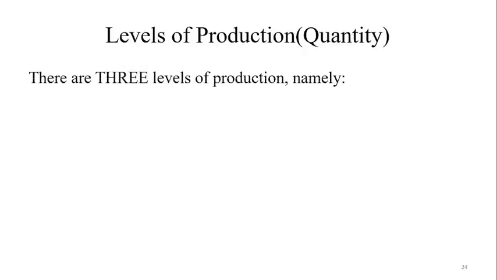And then we move on to levels of production. And I put there in brackets, quantity, because sometimes students can get the levels and the types of production mixed up. When we talk about levels of production, we're talking about the quantity, how much. That is what we mean when we say levels of production. We have three levels of production, namely subsistence, domestic, and surplus. We're going to look at all three.